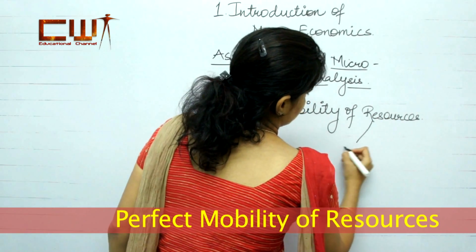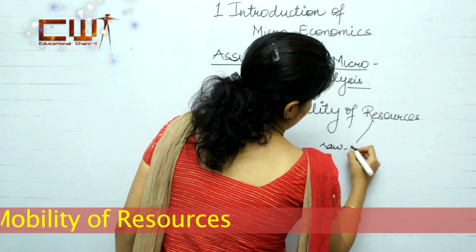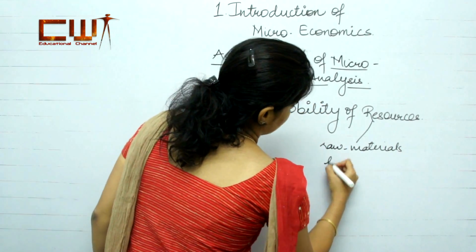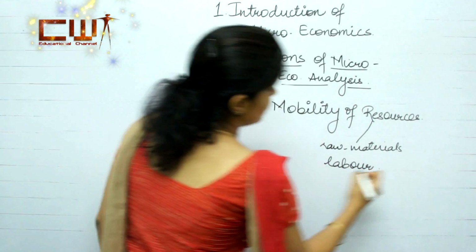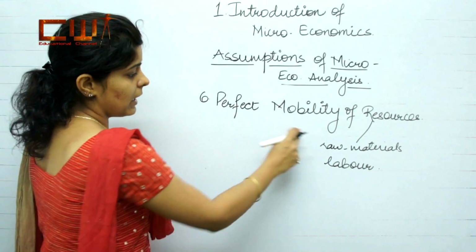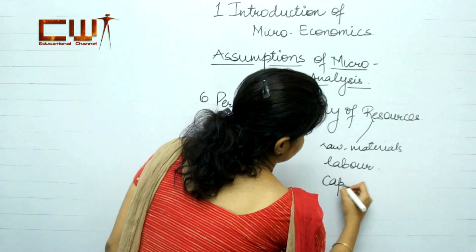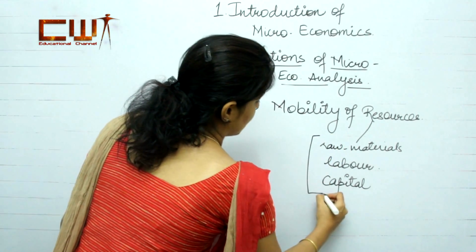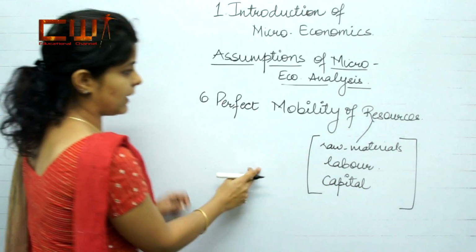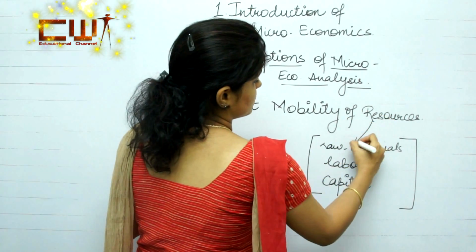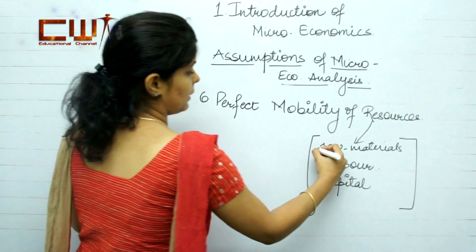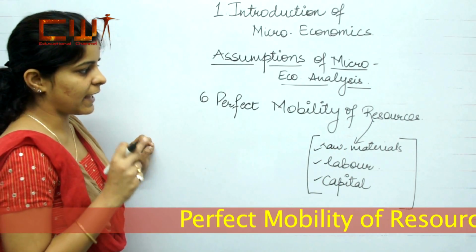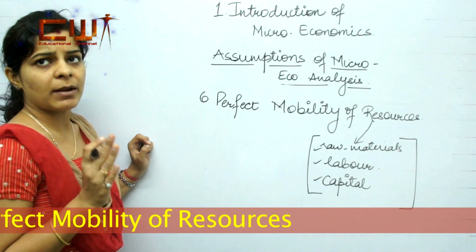What are the resources? Resources could be raw materials. Resources could be labor. Resources could be capital. So these are all the resources we are talking about. So you have perfect mobility of resources. Resources means raw materials, labor, and capital, and they can be moved perfectly from one place to another.